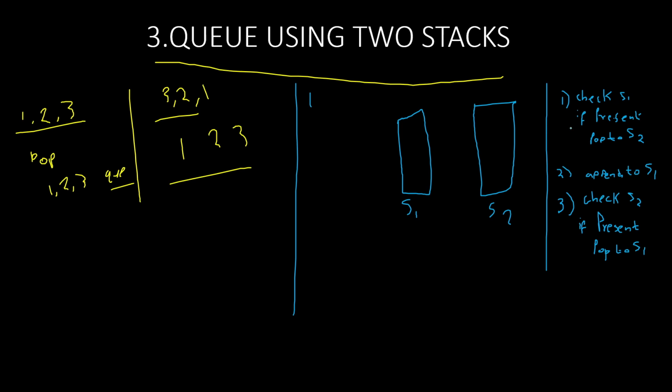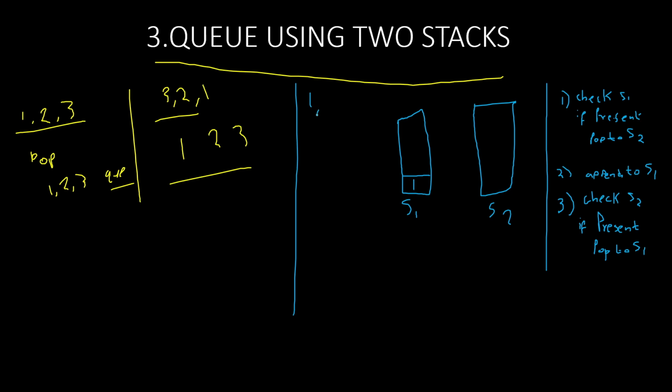First, check if any element is present inside S1. If present, then we pop it to the S2 data structure. Second, if it is not present, then we simply append to stack 1. We have appended to stack 1 because there was no data at the start, so we are appending directly using rule number 2. Now coming to rule number 3, we check if any data is present inside S2 or not. There is no data present, so we don't have to do anything. But if it is present, then we have to pop it back to S1.